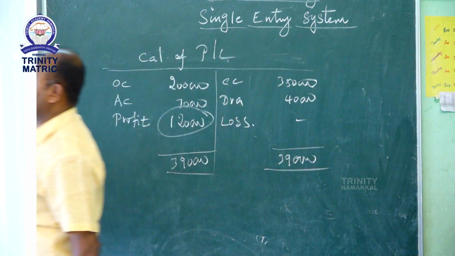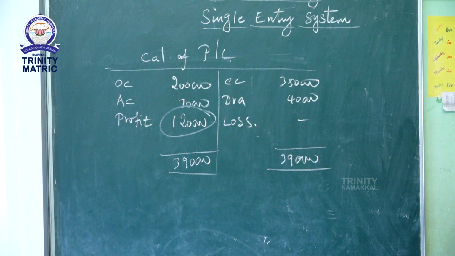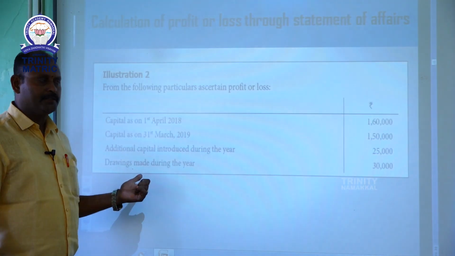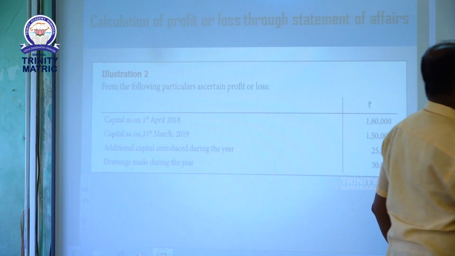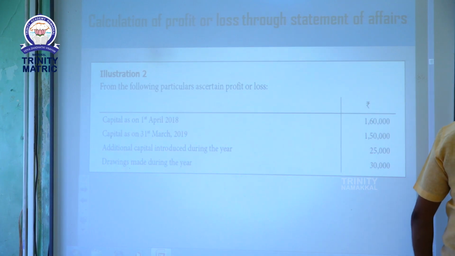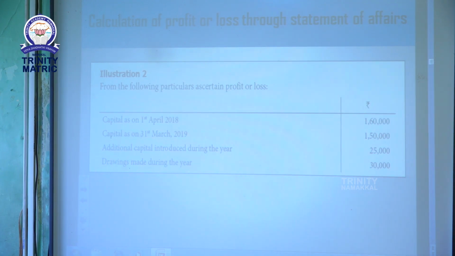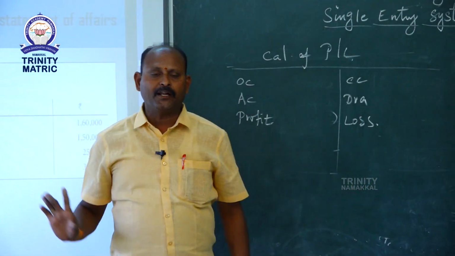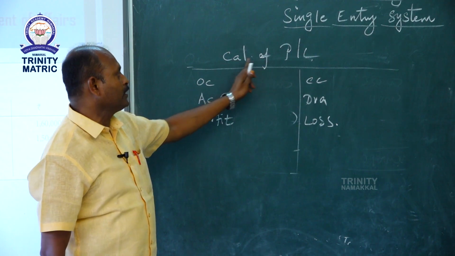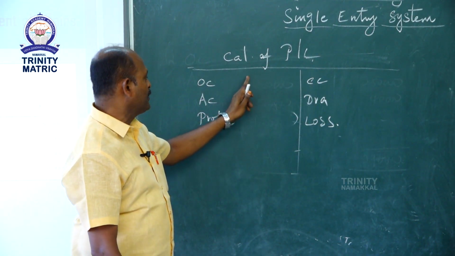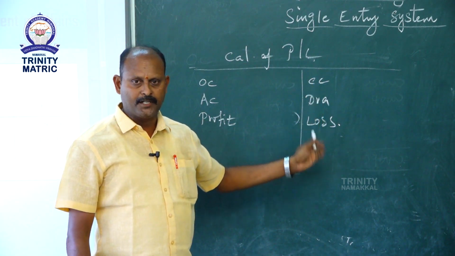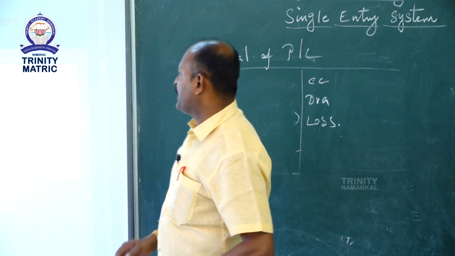Next, move on to the second problem. From the following particulars, calculate the profit or loss. என்ன கொடுத்துருக்காங்க, ஓப்பனிங் கேபிட்டல், க்ளோசிங் கேபிட்டல், அடிஷனல் கேபிட்டல், டிராயிங்ஸ். அப்போ ஹெட்டிங்கில் என்ன இன்ஃபர்மேஷன் மிஸ்ஸிங் ஆகிருக்கோ அந்த இன்ஃபர்மேஷனை நம்ம எழுதிக்கணும். லைக் இப்போ calculation of profit or loss. இந்த கணக்குலையும் ப்ராஃபிட் ஆர் லாஸை கண்டுபிடிக்க சொல்லியிருக்காங்க. அதே மாதிரி ஃபார்மேட் போட்டுக்கலாம், ஓப்பனிங் கேபிட்டல், அடிஷனல் கேபிட்டல், ப்ராஃபிட், க்ளோசிங் கேபிட்டல், டிராயிங்ஸ், லாஸ்.